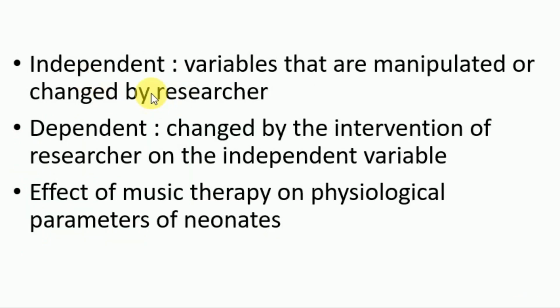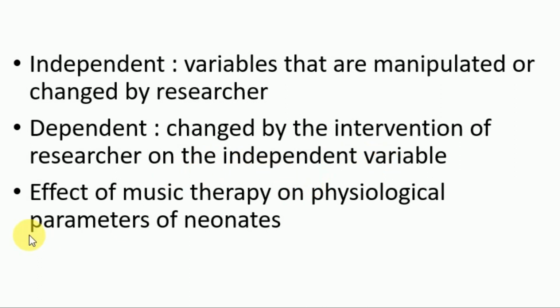Mainly there are two types of variables in a research study, that is, independent variable and dependent variable. Independent variables are those variables that are manipulated or changed by the researcher. Dependent variables are those variables that can be changed by the intervention of the researcher on the independent variable.